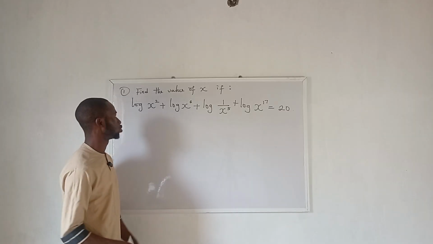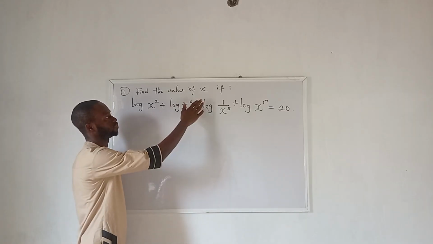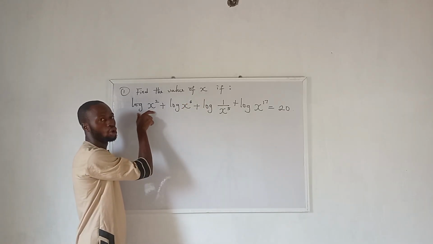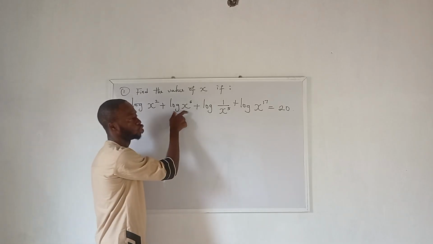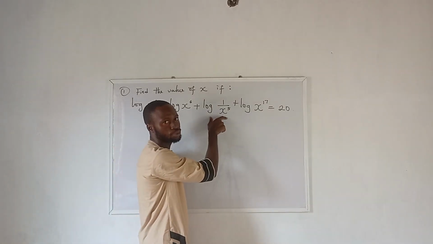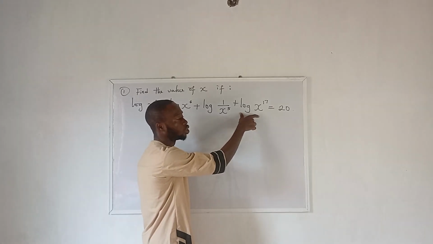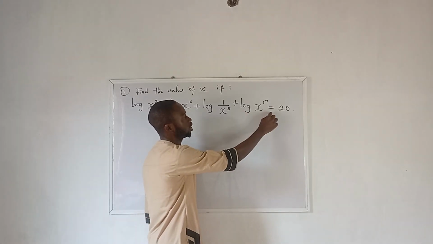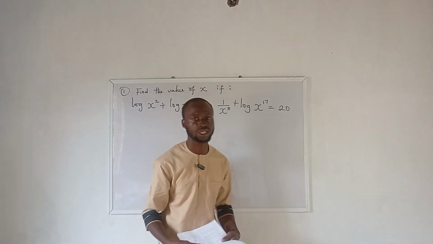So let's get right into it. For the first question, we are asked to find the value of x if log x squared plus log x raised to the power of 6 plus log 1 over x raised to the power of 5 plus log x raised to the power of 17 equals 20. How do we solve this particular question?